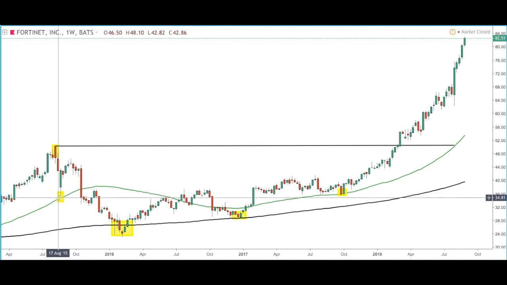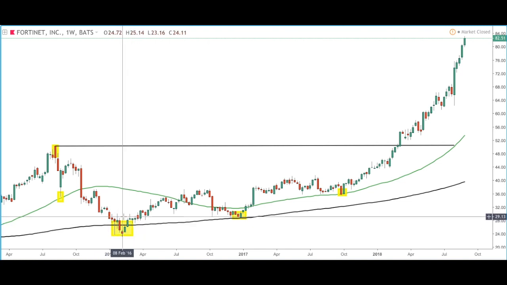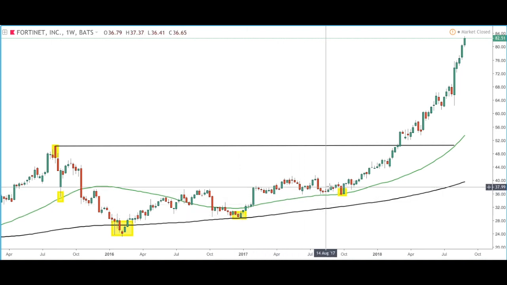Now right here you can see that price found support at the 50 moving average. Around here, price found zonal support around the 200 moving average. Price also found support once more at the 200 moving average. Then you can see here that price found support at the 50 moving average.